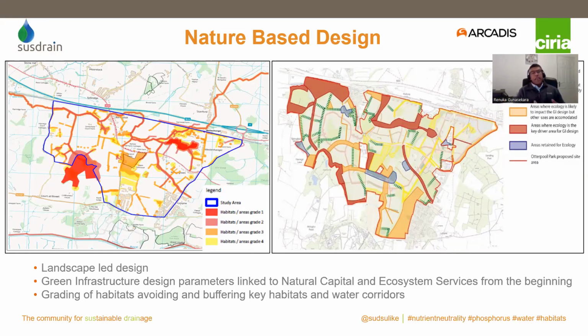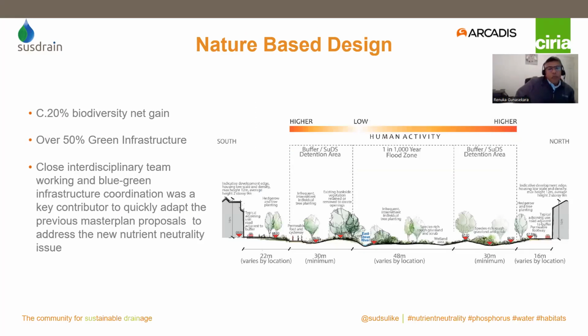So we mapped the high quality ecological corridors, and then we protected them. And not only protected them, we took measures to enhance them, so we can achieve the maximum biodiversity. And then we looked at where we can put additional design influences to bring the maximum benefits. By doing this, we achieved across the site around 20% biodiversity net gain. We had over 50% of the site as green infrastructure.